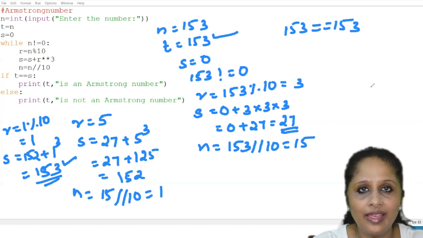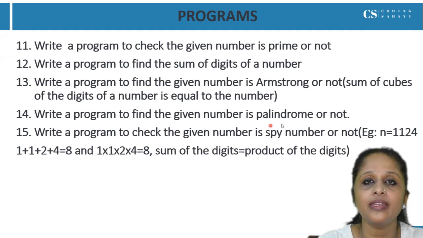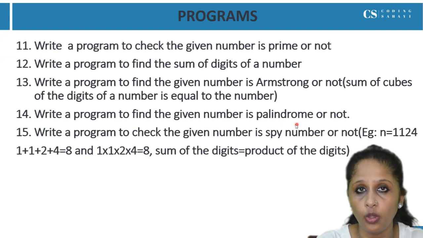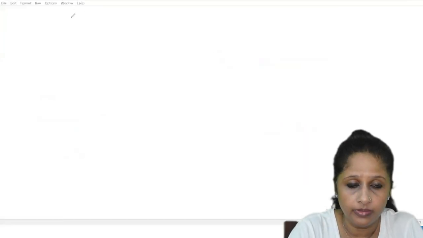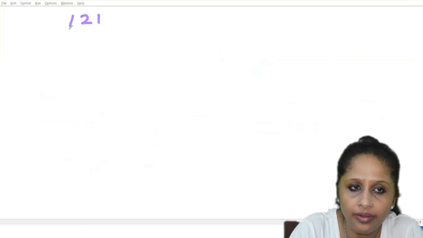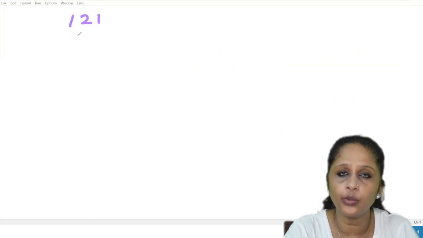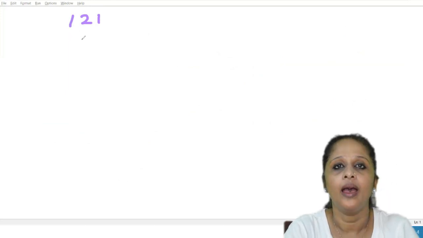So let's do the next program. Our next program is: write a program to find whether the given number is palindrome or not. So what is palindrome? Suppose you are entering a number 121. When you are reading from left to right and right to left, it is the same. So then we can say it is a palindrome.